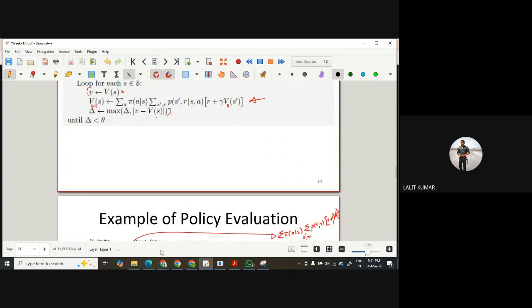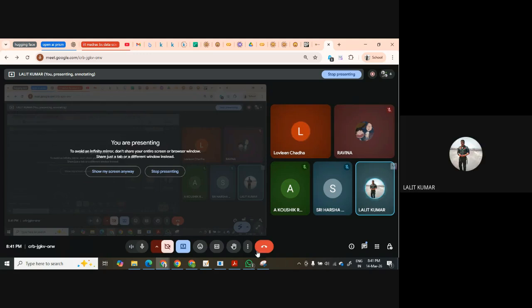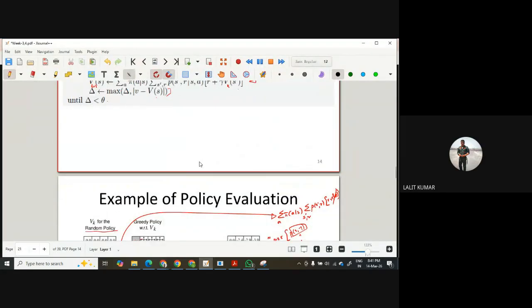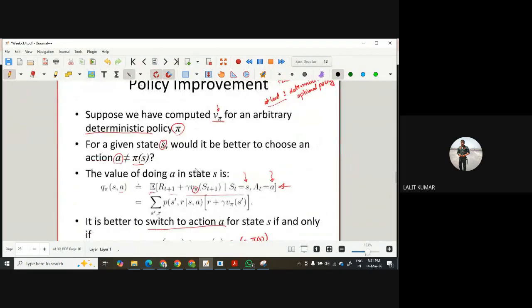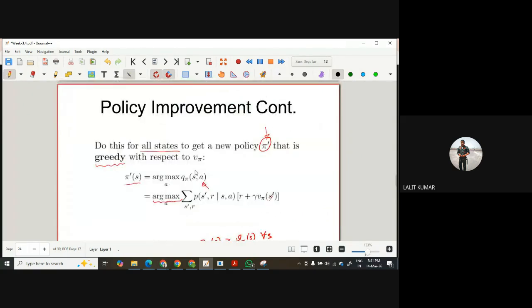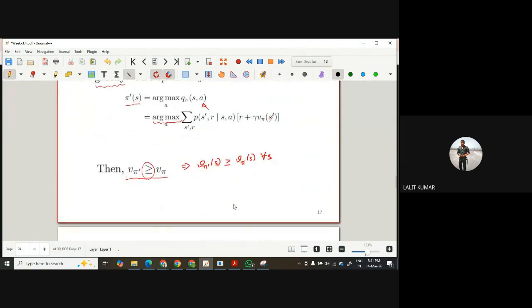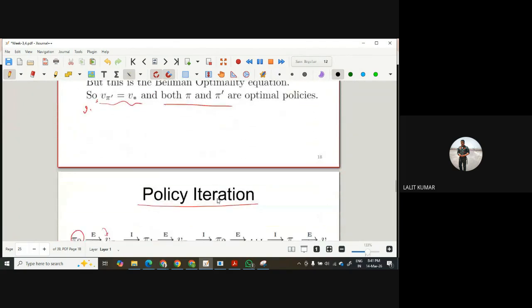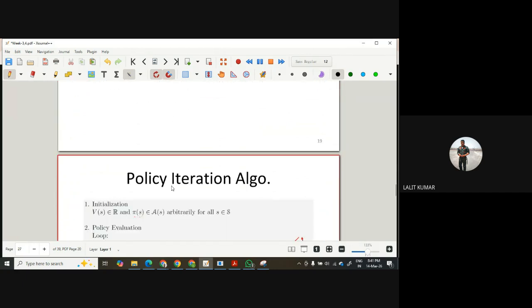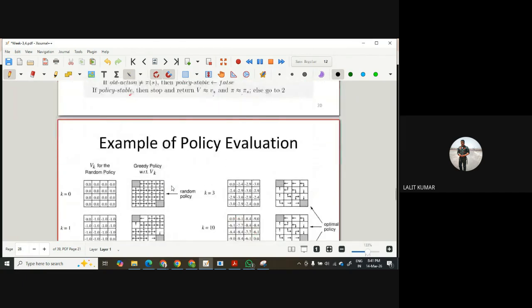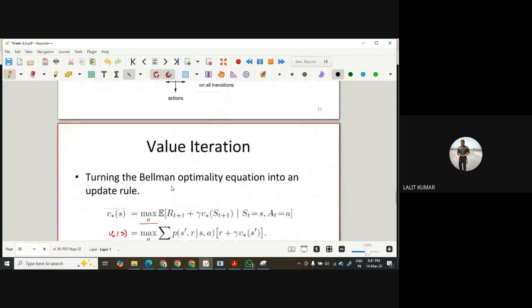Any discussion on this, Lavlinji? No. Okay. Yeah. So that was for policy iteration, policy improvement. It is not difficult. Okay. So algos are there, examples are there.